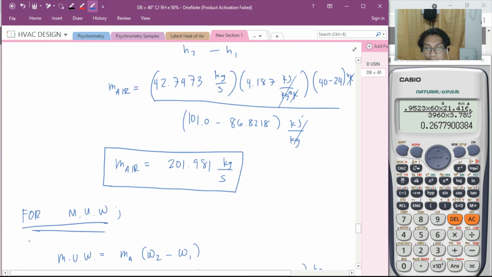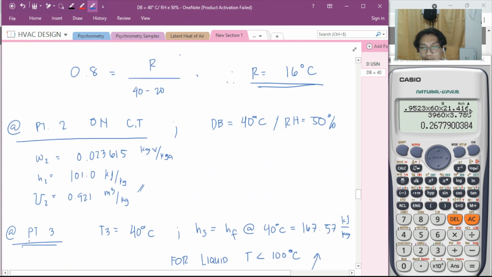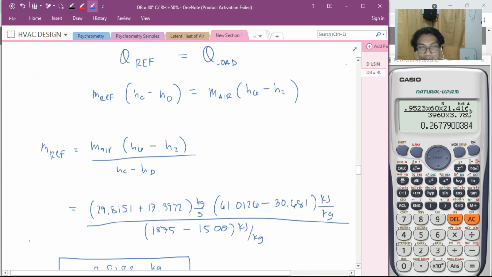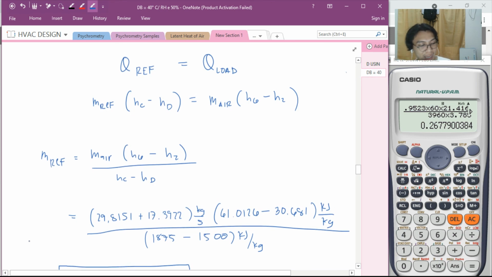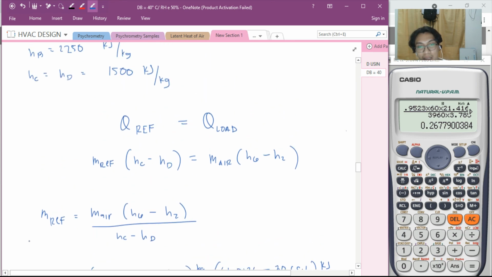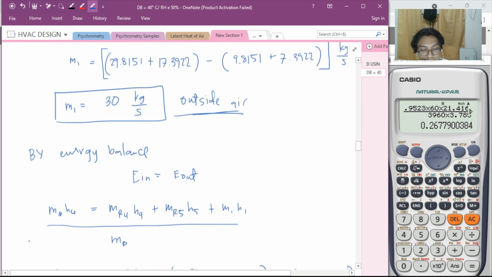Okay? That will be the entire solution nung entire problem na ibinigay ko sa inyo. Very time consuming, pero madali naman kapag alam mo ang gagawin mo. Okay? That will be all.